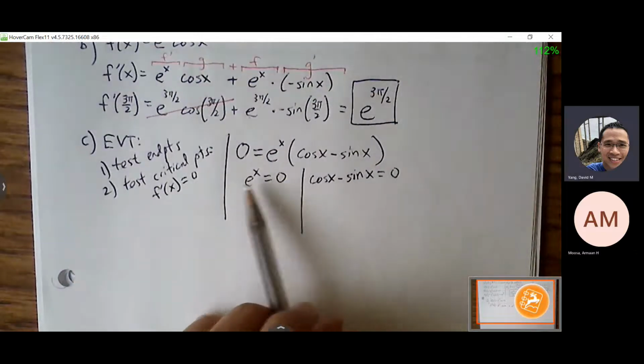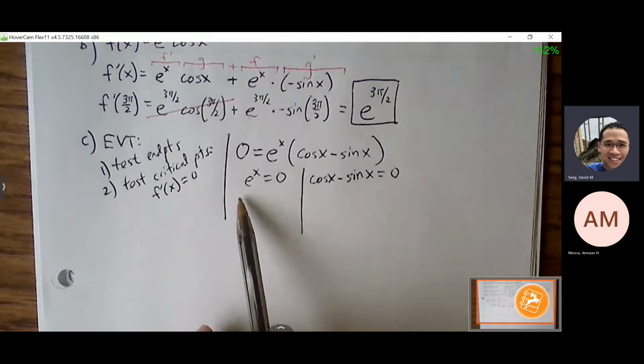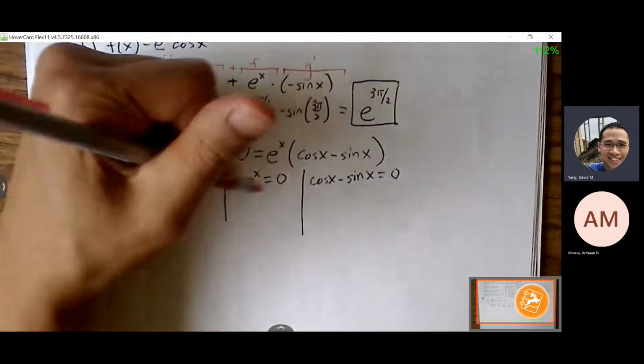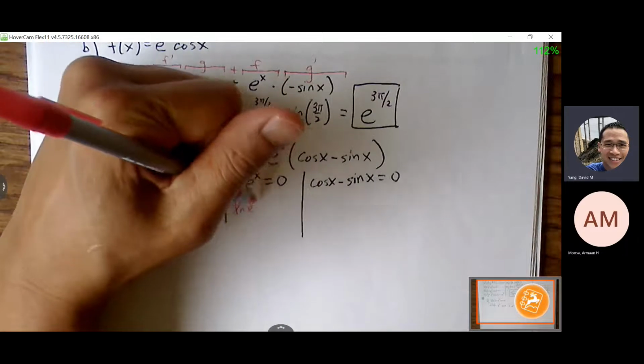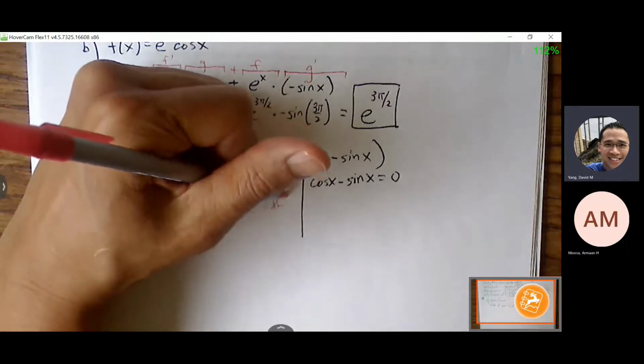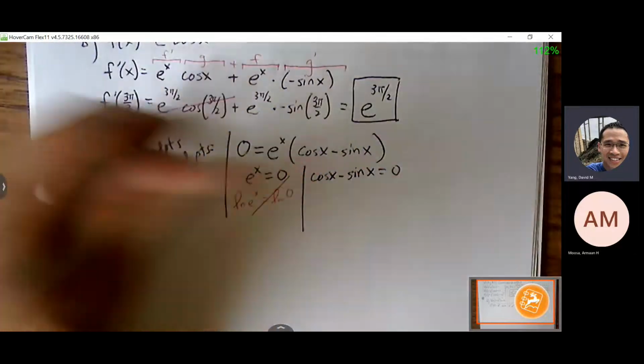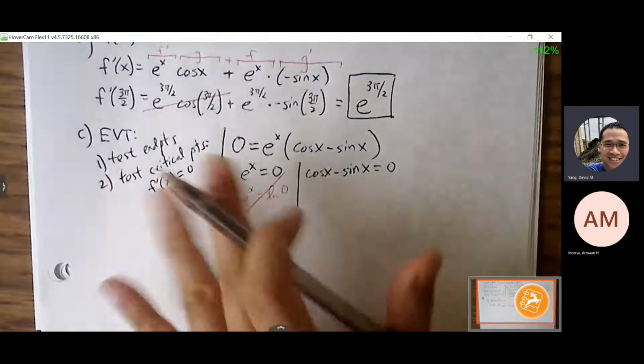Okay, e to the x equals 0. This is never going to happen. E is always going to hover above 0. If I try to take the natural log of both sides, you're also going to see that we run into an issue because natural log cannot exist at 0. Natural log of 0 is undefined. So we know there's nothing here. We can move on to the other one.